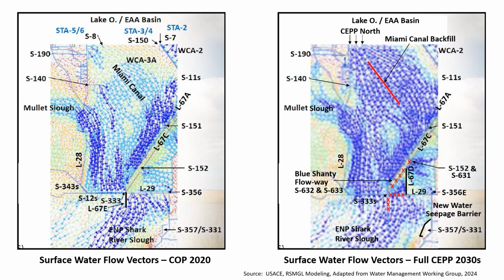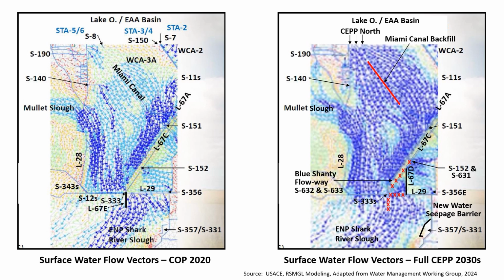After full CERP implementation, the highest surface water flow vectors enter Water Conservation Area 3A from the northwest. The Miami Canal is partially backfilled, spreading surface water flow vectors across the marsh. The new Blue Shanty flowway introduces surface water flows into the southwest corner of Water Conservation Area 3B. Internal canals are partially backfilled, and a portion of the L29 levee is removed, which creates a direct flow connection with northeast Shark River Slough.